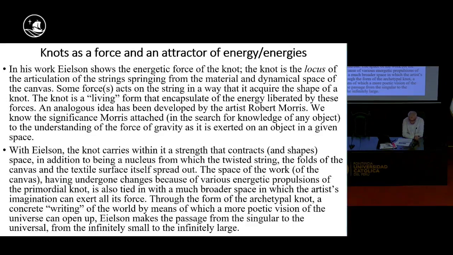Now, with Eielson, the knot carries within it a strength that contracts and shapes space. In addition to being a nucleus from which the twisted string, the fold of the canvas, and the textile surface itself spread out, the space of the work of the canvas, having undergone change because of various energetic propulsion impetus of the primordial knot, is associated with a much broader space in which the artist's imagination can exert all these forces. Through the form of the archetypal knot, a concrete writing of the world by means of which a more poetic vision of the universe can open up. Eielson makes the transition from the singular to the universal, from the infinitely small to the infinitely large.